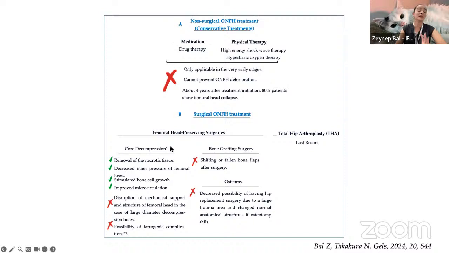So generally, not we, but the surgeons go for core decompression followed by bone grafting, except in Japan, because Japanese surgeons prefer osteotomy rather than core decompression. Why? Okay, for core decompression, why hydrogels are important I'm going to mention now. First, I have to tell this. I'm not a surgeon, but I can tell you, I think this is your femoral head and this is your femoral neck. The surgeons go from the femoral neck to the femoral head and take the necrotic tissue out.